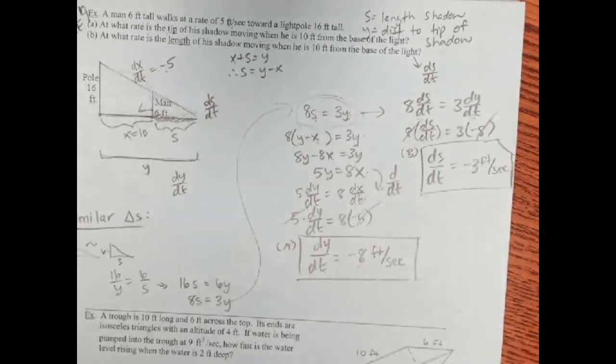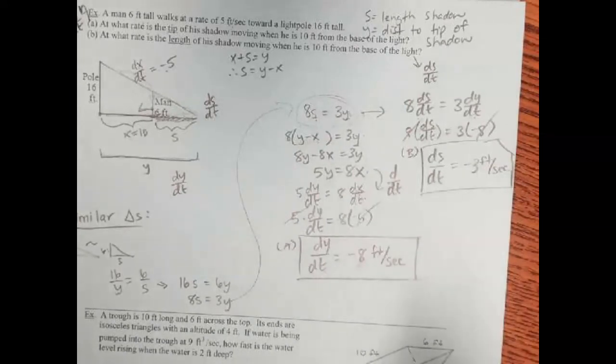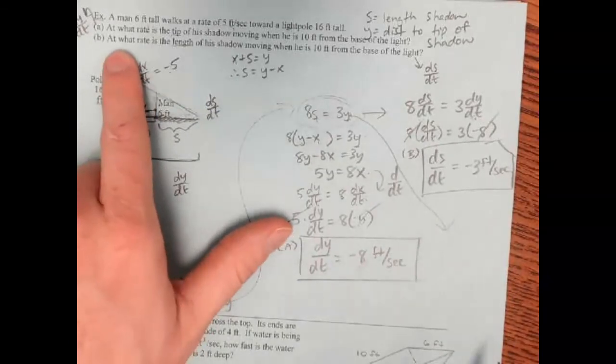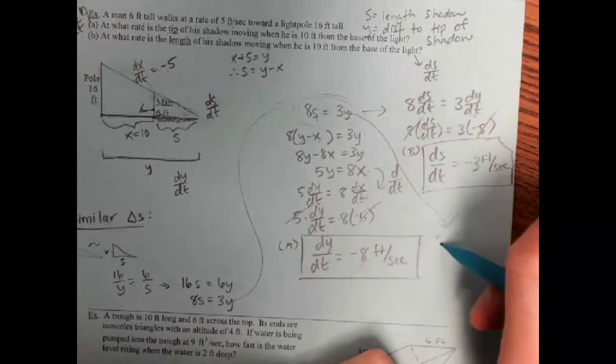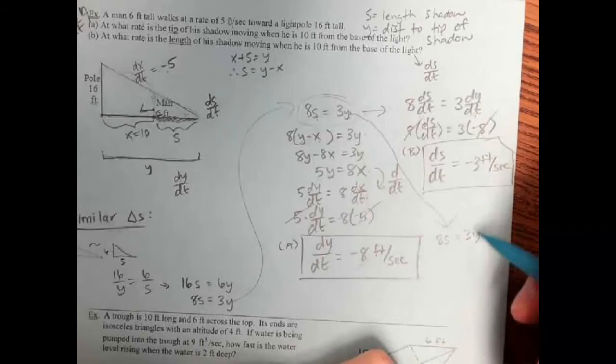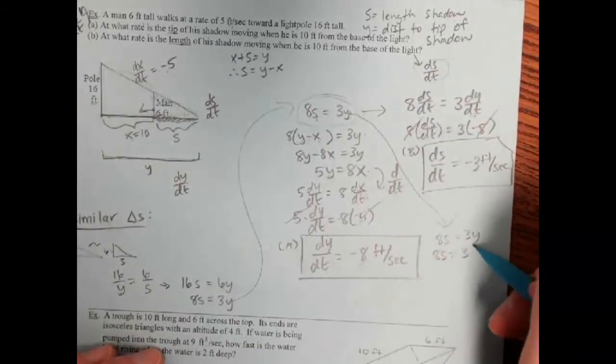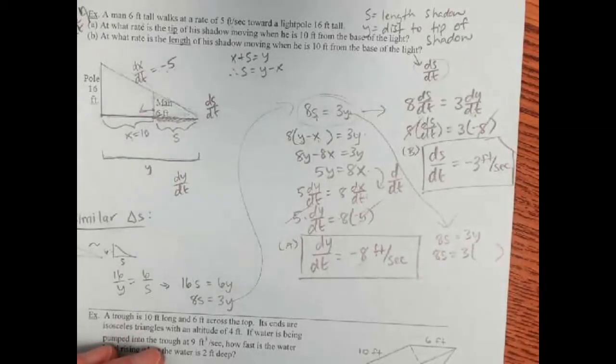I'm going to do it one more way, just for extra fun, right? I'm going to do it down here. Now let's say I had wanted to do part B first, so I have 8s equals 3y. If I wanted to get the ds/dt first, I could, but I would need to get rid of the y's in order to do so. Once you know the y's, you can plug it in. But if you wanted to get rid of the y's, you could have.